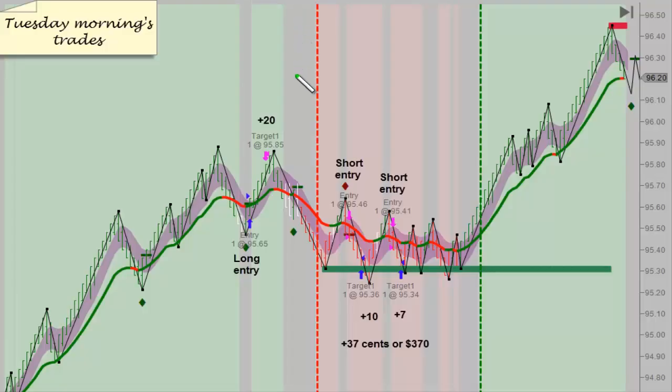Good morning, traders. Chris here with a recap of Tuesday morning's trades. On this particular day, we did three trades. We did a long entry, followed by a short entry, and lastly another short entry.